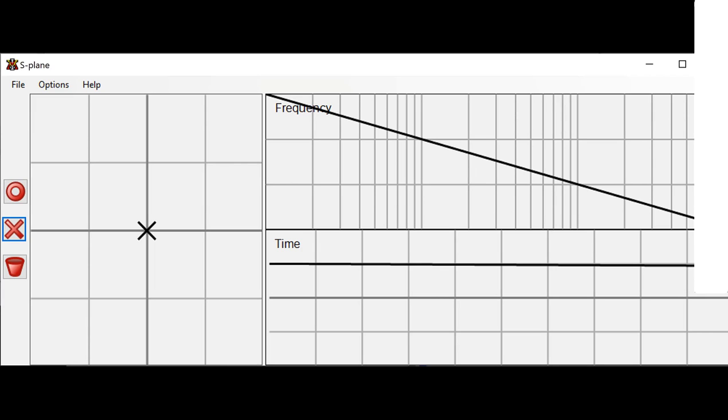Who have I not called on? Aiden. That's just going to be a unit step function. And that's unit step function. So we've got our unit step function now, and that makes sense.